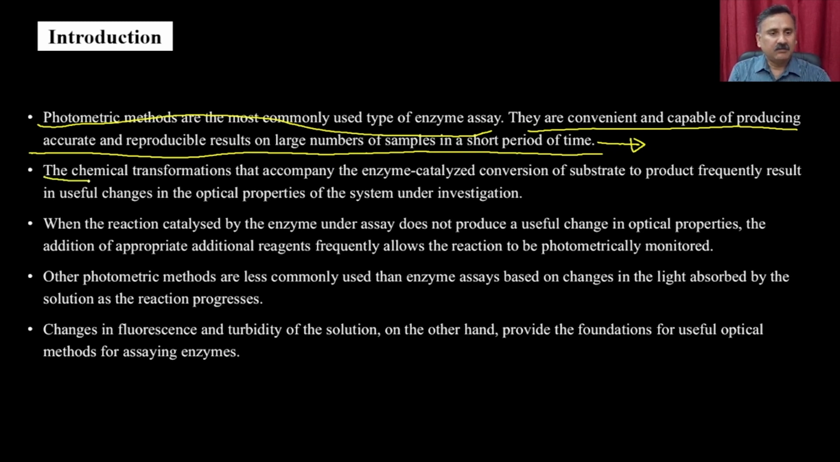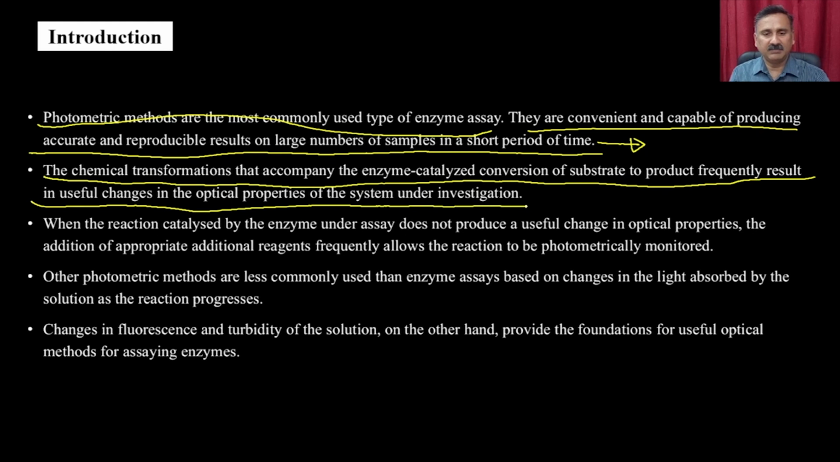The chemical transformations that accompany the enzyme-catalyzed conversion of substrate to product frequently result in a useful change in the optical property of the system under investigation. So either there will be a change in the substrate absorbance, or there will be a change in the product absorbance. Either you can have a very exclusive product which gives you exclusive light absorption, or you can have a substrate which shows disappearance.